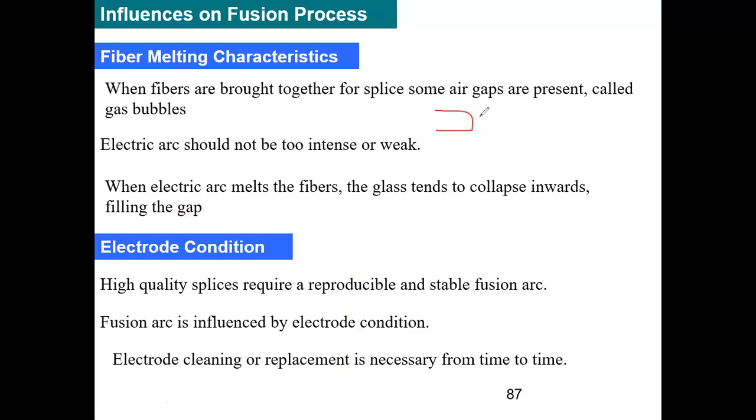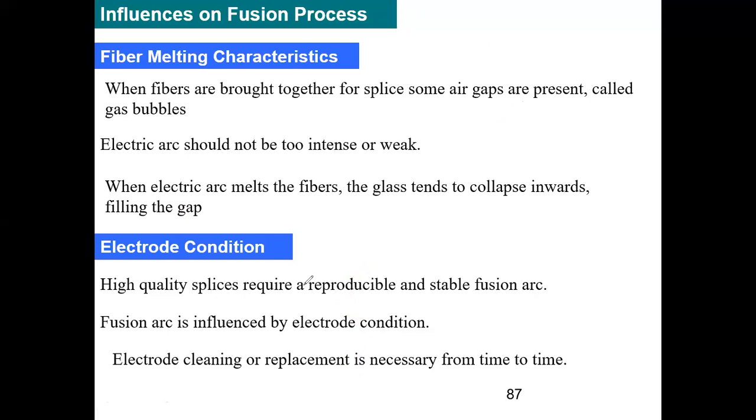And the second fiber like this. Okay, so when the electric arc is generated, it melts and it flows inward. Now in this process, if there is some gap or electric bubble present over here, then again the losses will be there.